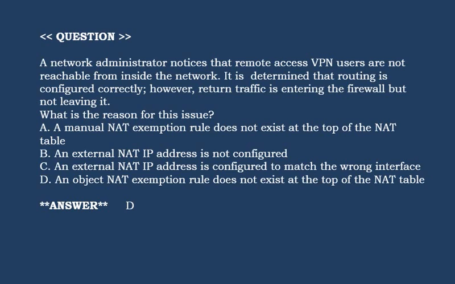Option A, a manual NAT exemption rule does not exist at the top of the NAT table. Option B, an external NAT IP address is not configured. Option C, an external NAT IP address is configured to match the wrong interface. Option D, an object NAT exemption rule does not exist at the top of the NAT table. Correct answer is option D.